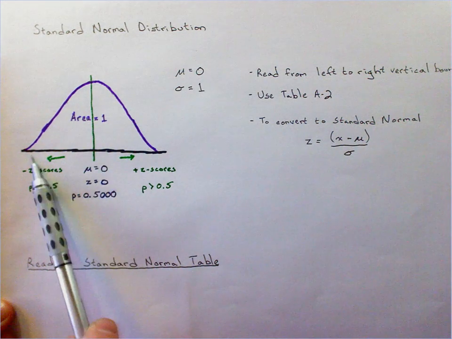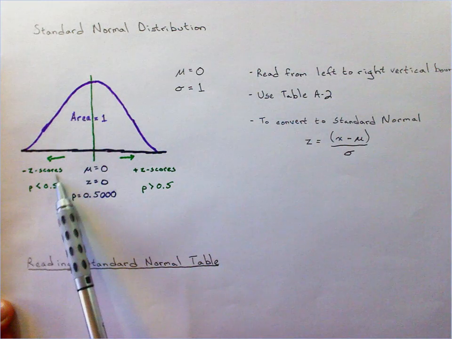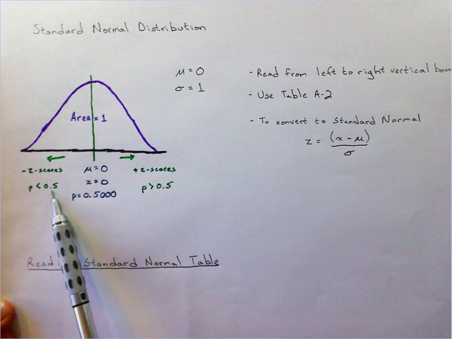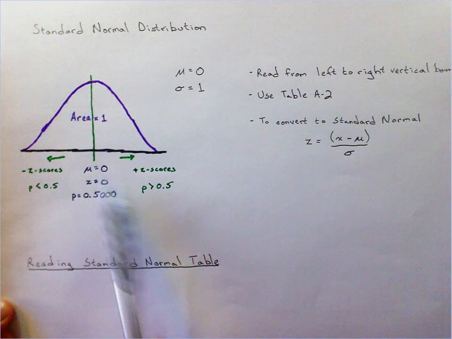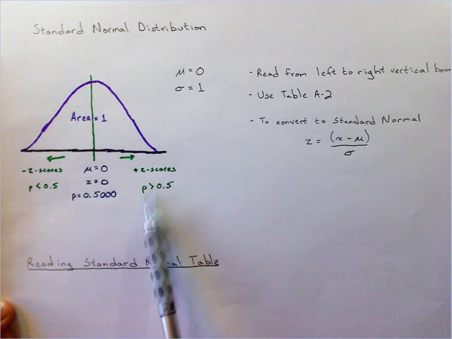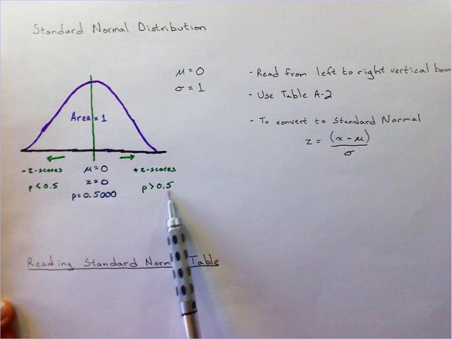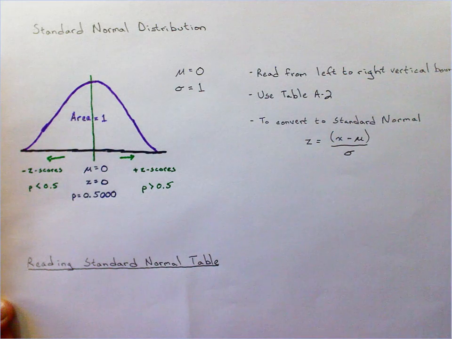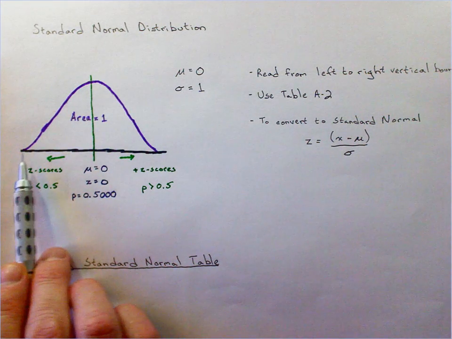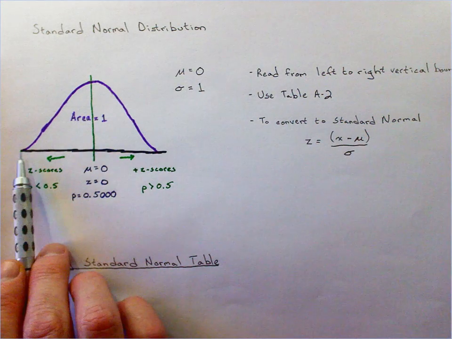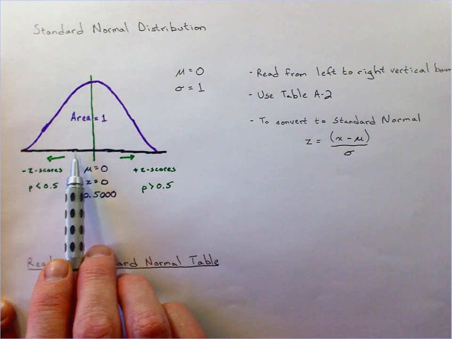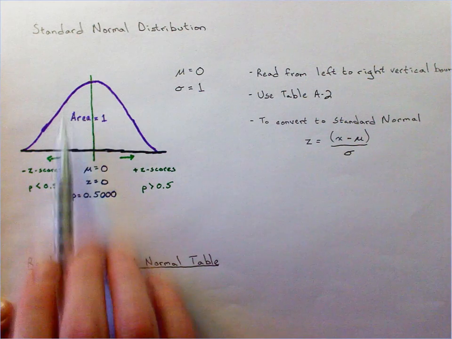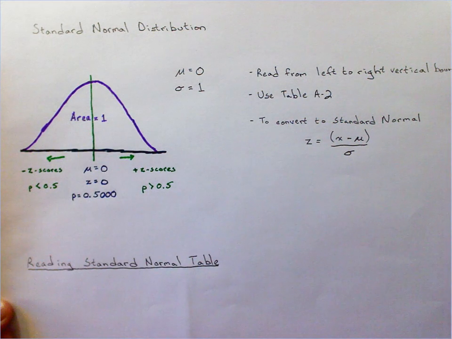To the left of center are negative z-scores and probabilities that are less than 0.5. And to the right are positive z-scores with a probability greater than 0.5. For our standard normal distribution, we're looking at mu equals 0 and sigma equals 1. The way the tables list the answers, we read from left to a right vertical boundary.